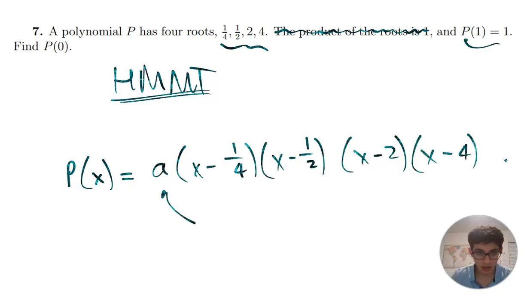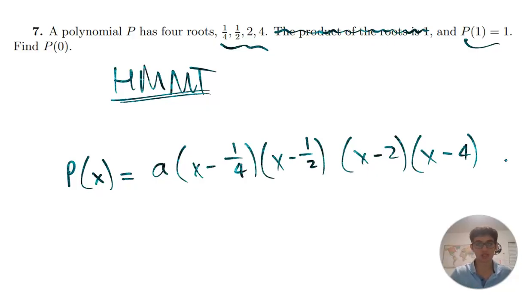Now, the reason I put an a over here is because we can have any coefficient, right? We just need these roots to be true. That doesn't mean that this has to be a 1. It can be anything else, because 1/4 will still make this 0 and make the whole thing 0. So will 1/2, 2, and 4. The product of the roots is 1. That also doesn't change because that's given regardless of the value of a.